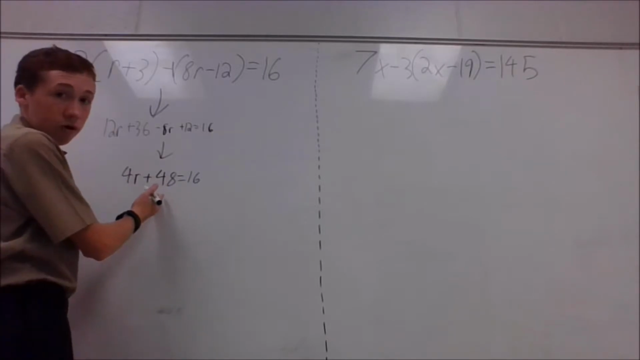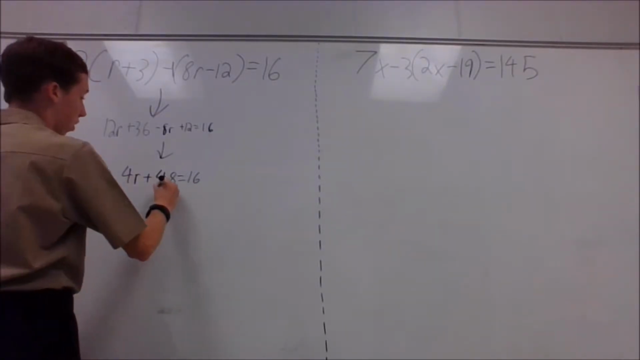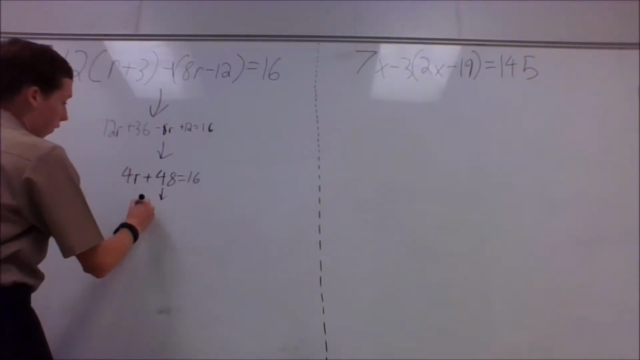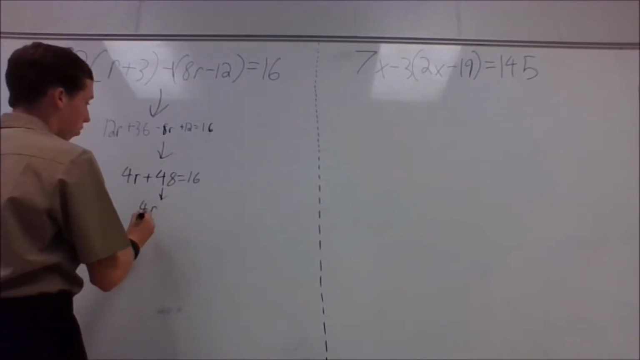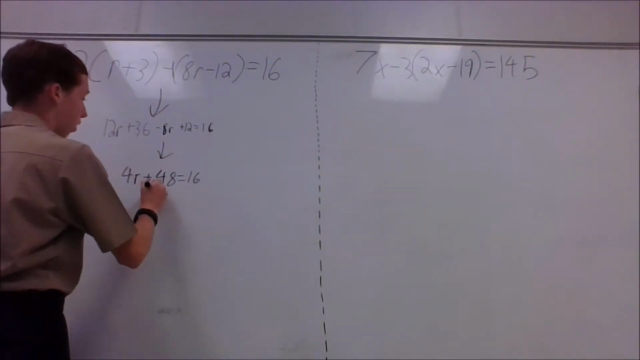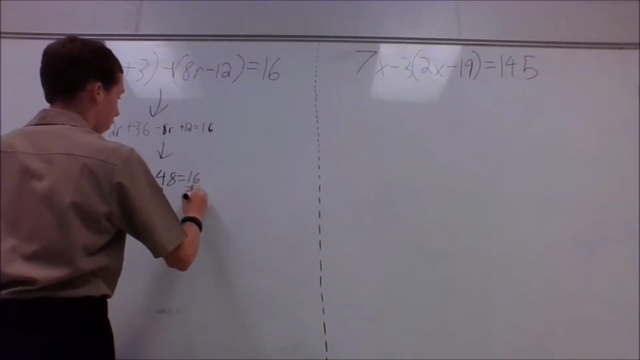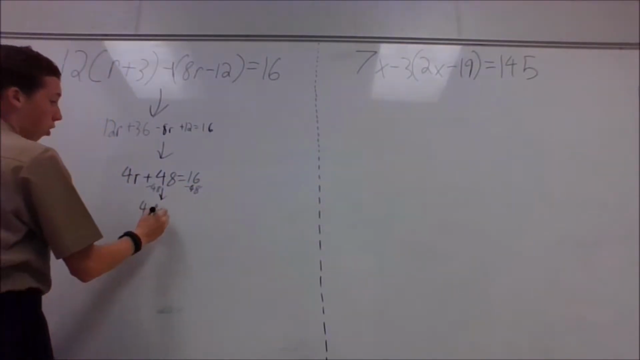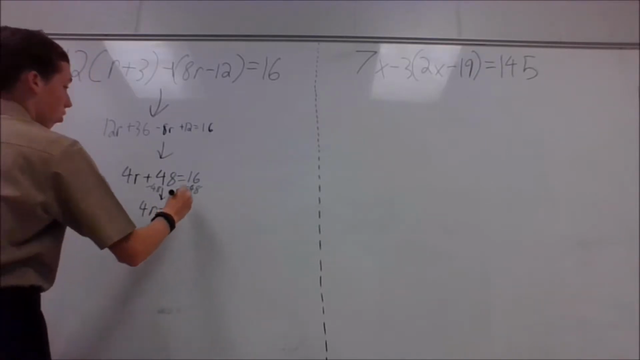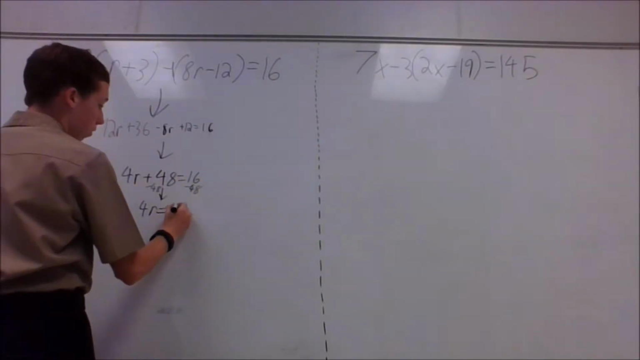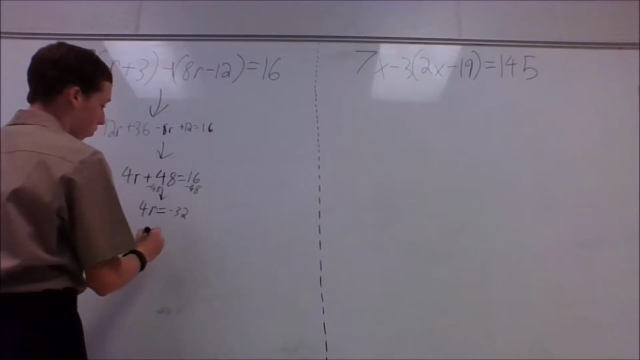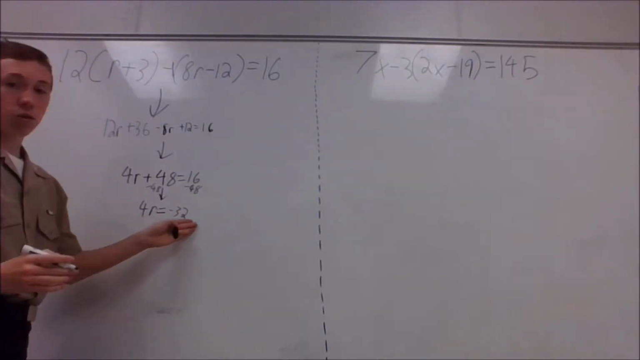Now, instead of having a multi-step, we have a two-step equation. Drawing another arrow. 4r, first we have to subtract 48 from both sides. And that gives us 4r equals negative 32. So this is now a one-step equation.